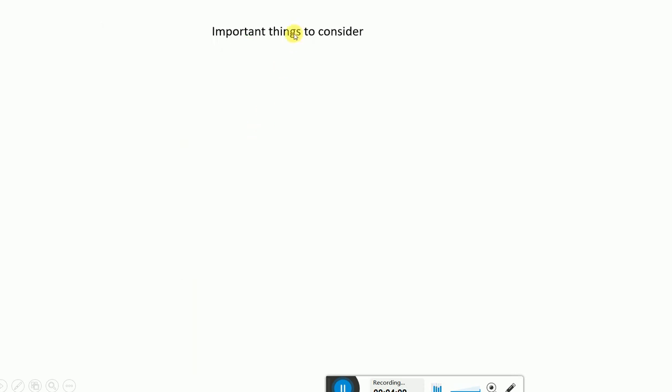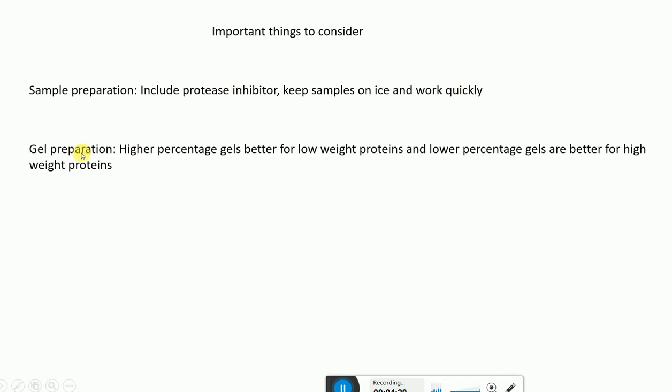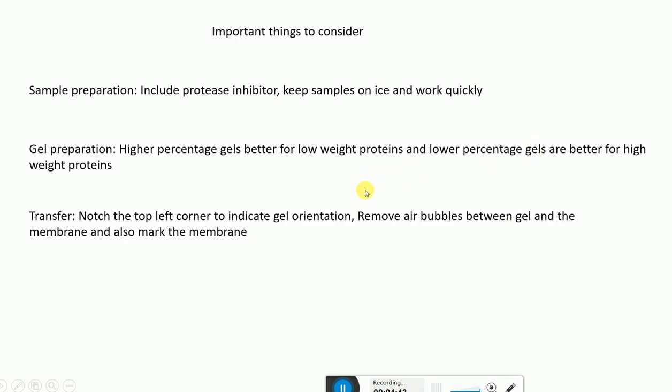So what are the important things that we should consider during the process of Western blotting? The first point is that during the sample preparation, we should include protease inhibitor, and we should always keep our samples on ice, and we should work quickly to prevent any kind of protein degradation. Point number two, during the gel preparation, one important point is that we should use higher percentage gels for low molecular weight proteins, but if our protein of interest is of high molecular weight, then we should use lower percentage gels. And the third really important step is the transfer, and actually this step majorly determines the quality of the blot that we will get.